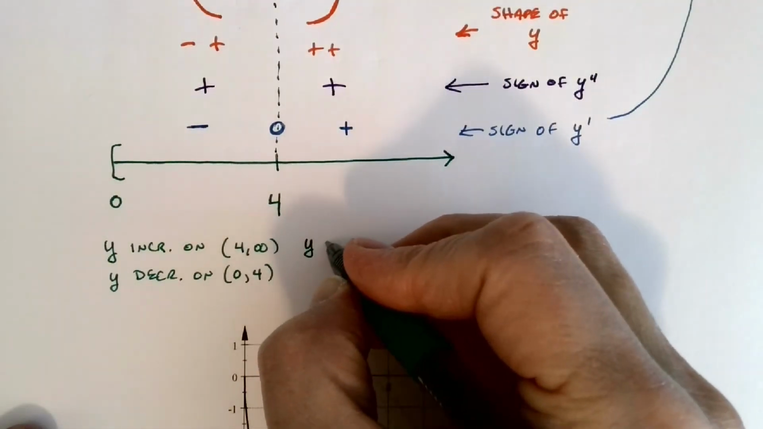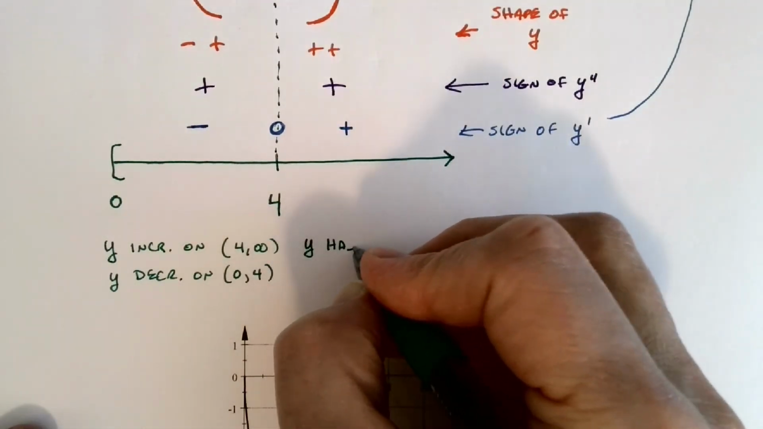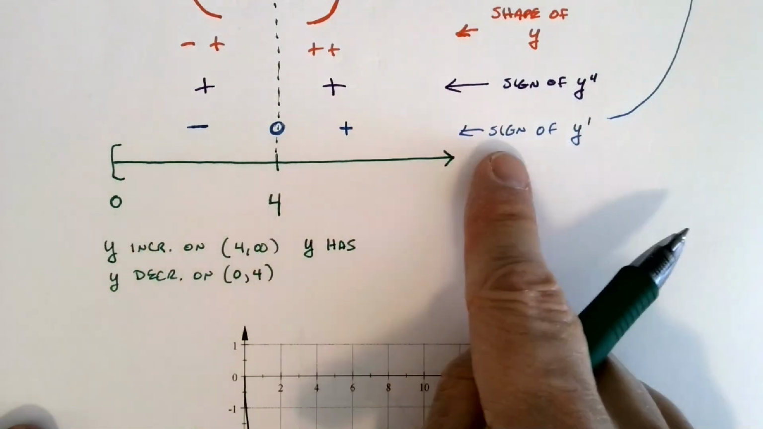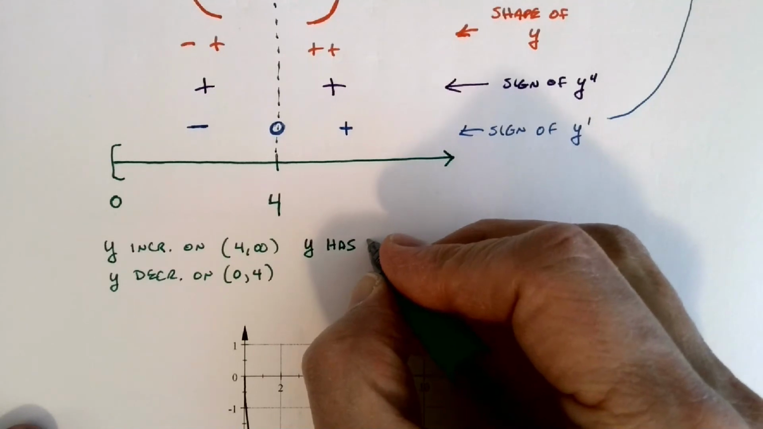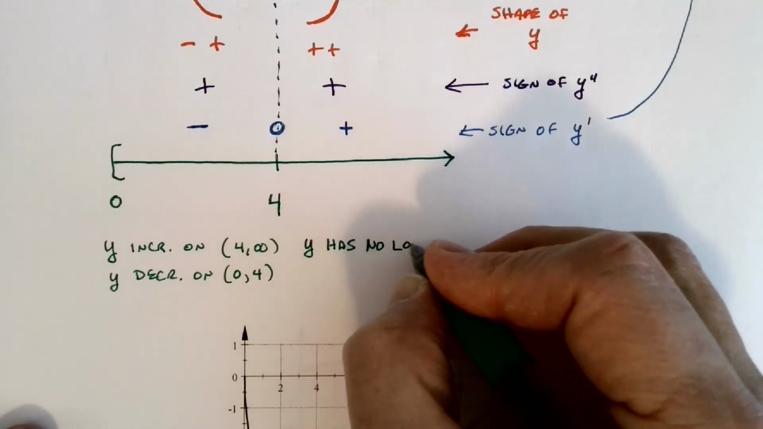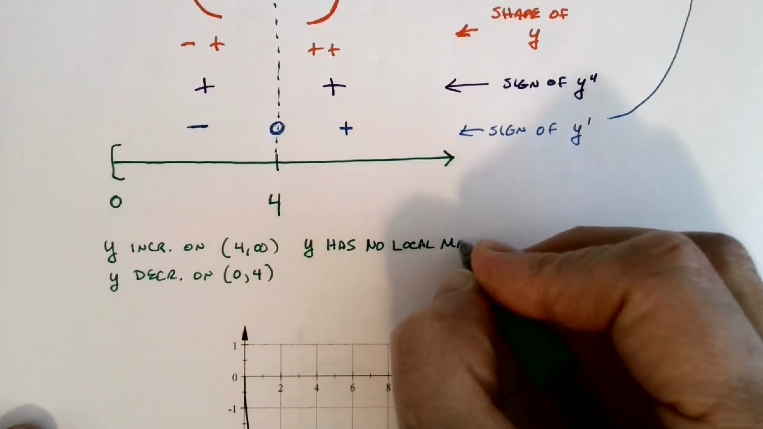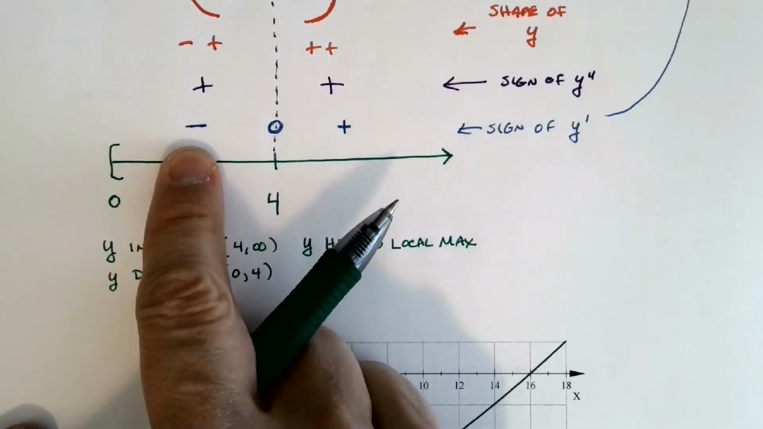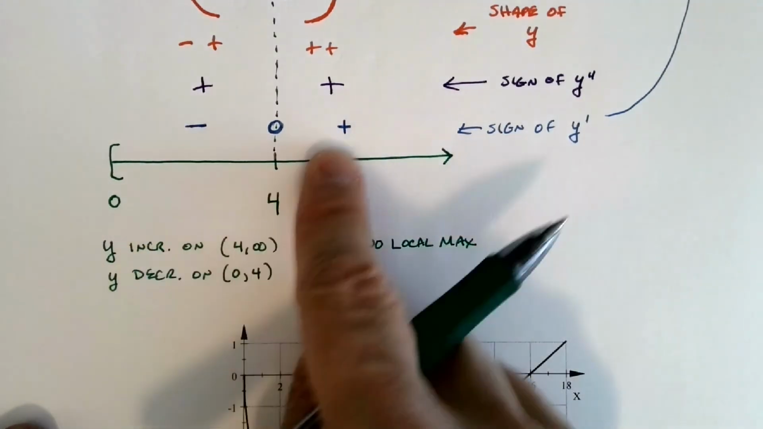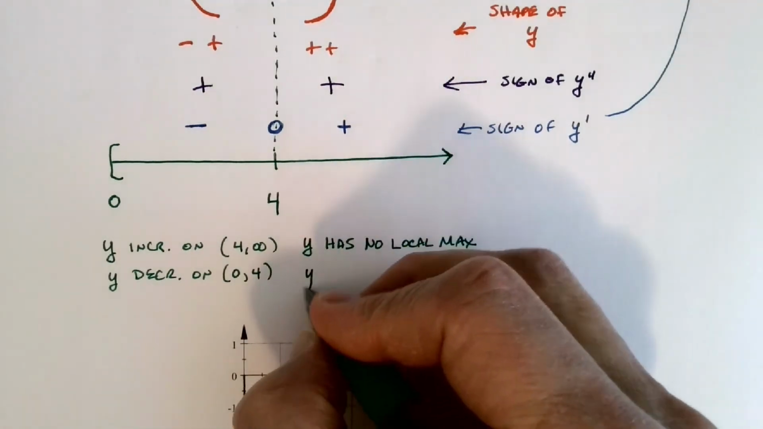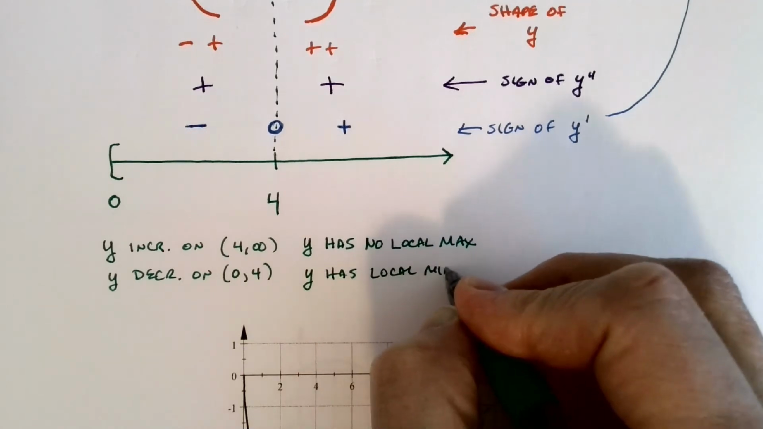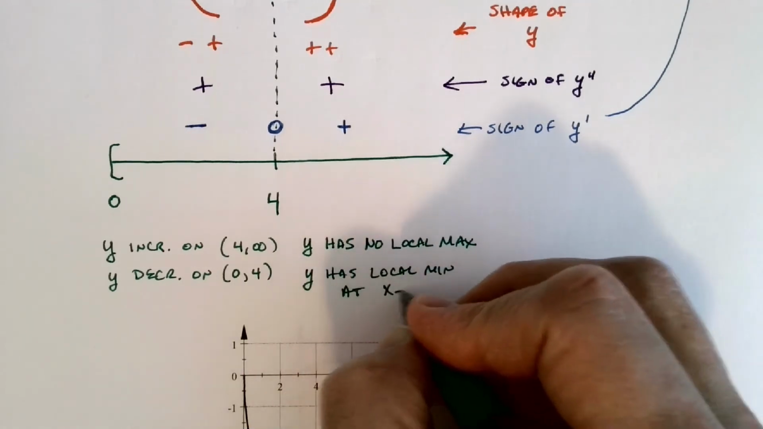Does y have a local maximum? Did we ever change sign from positive to negative in the first derivative? No. Y has no local max. Does y have a local minimum? Yeah, the sign in the derivative changes from negative to positive, decreasing, increasing. Y has a local min at x equal 4.